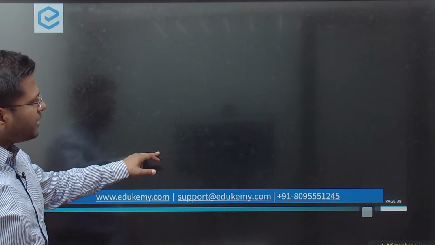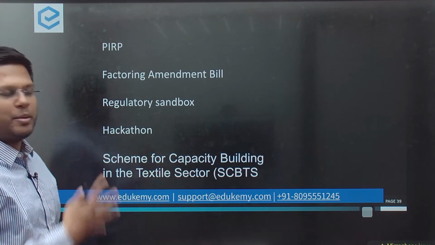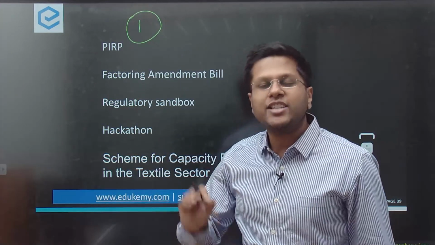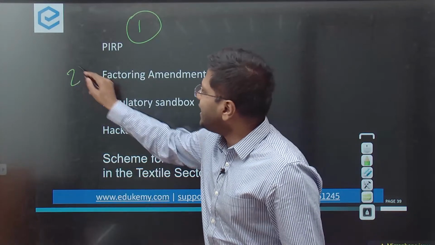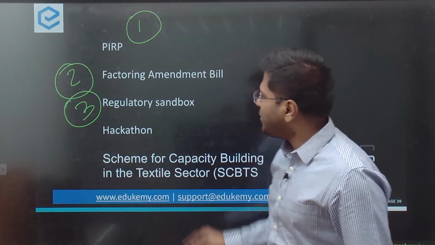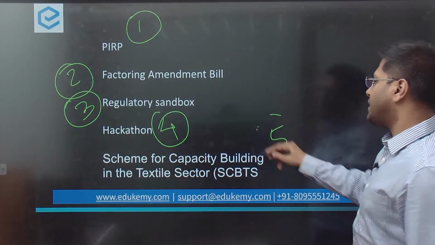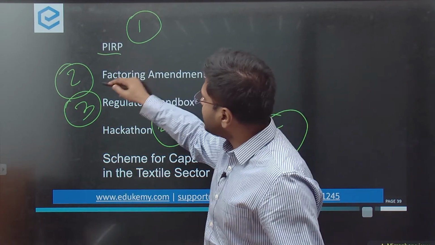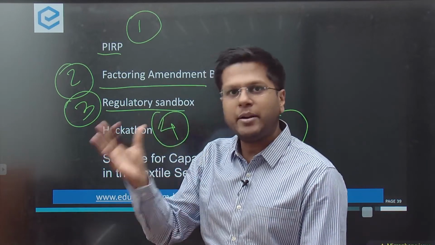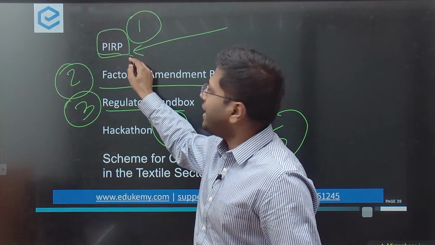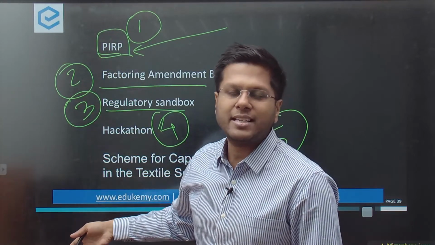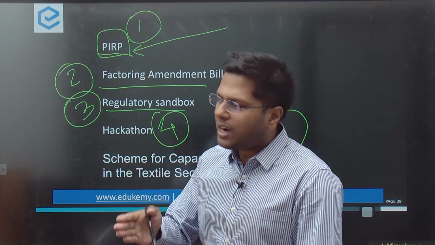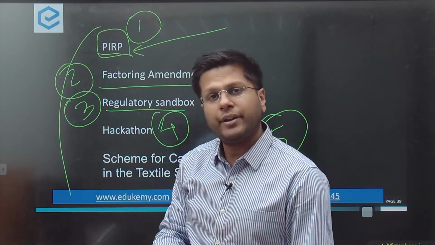Now this is where I want to bring to you something that I wanted from you people in the comment section. I wanted you to put PIRP, pre-packaged insolvency resolution plan, factoring amendment bill, regulatory sandbox by RBI, hackathon, and the SAMARTH scheme for capacity building in the textile sector. Examples, right? Because we have discussed each of them, and these are very specific things that not everybody would know, but you would know. And PIRP, I was expecting a question on MSME in the main examination. I was expecting a pure question on MSME development. Even if not there, very important scheme.